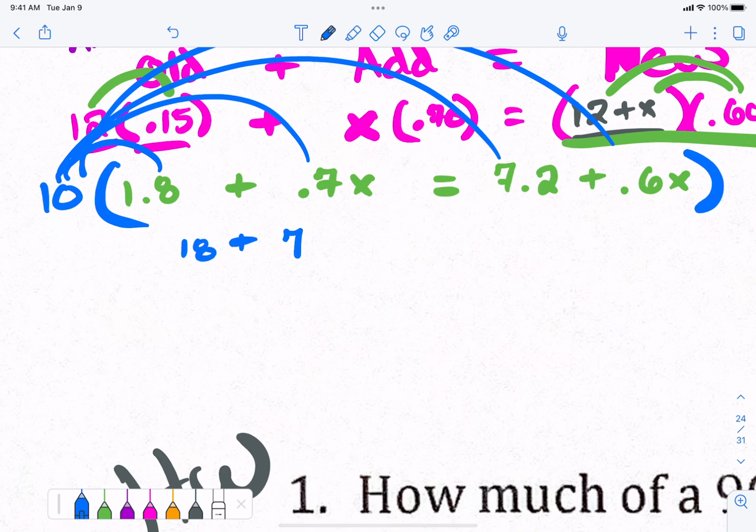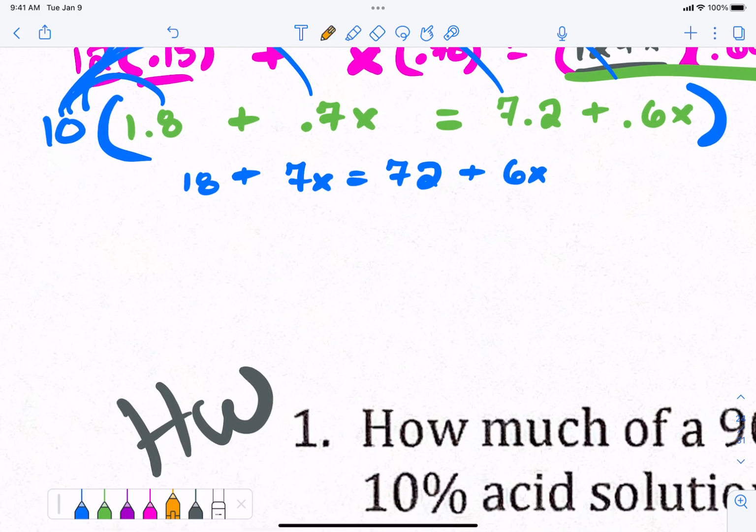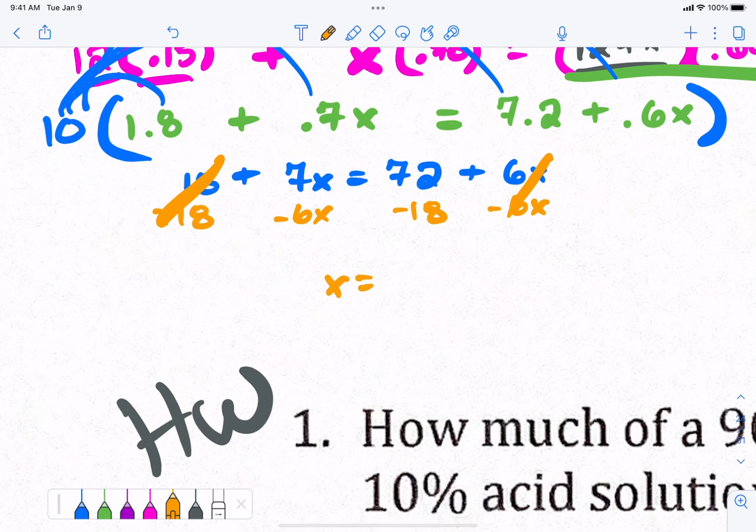0.7x will become just 7x equals 72 plus 6x. Okay, now we keep solving. What would you like to move? Minus 18. You want to move the 18 over? You guys move that number first. I always move the x's first. Me too. Okay, minus the 6x. 7x minus 6x is? X equals?